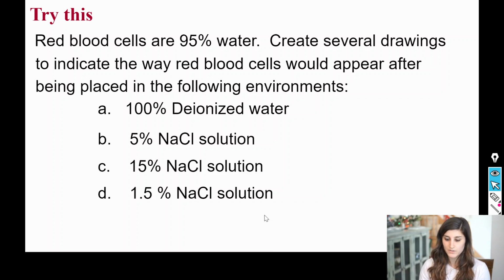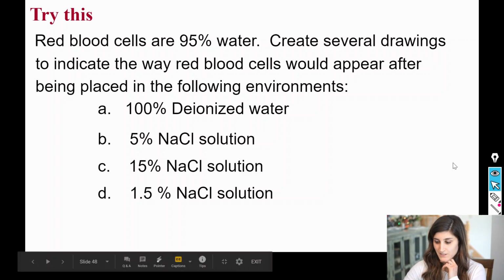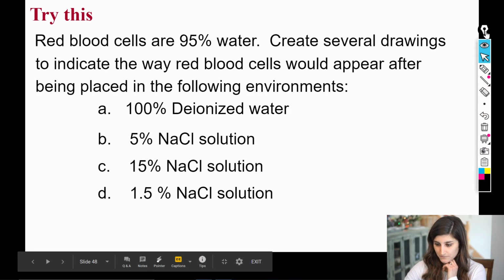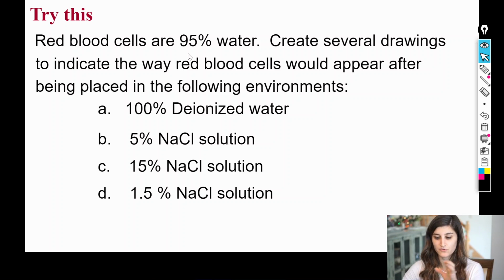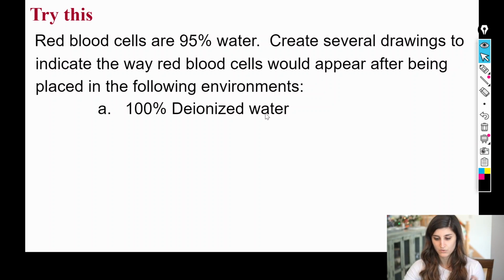So now we're going to go through a few examples looking at how water is going to move in and out of cells in different solutions. So we're always going to be referring back to a red blood cell that contains 95% water. And then we're going to put the red blood cell into different environments and see what happens to the cell. Is water going to move into it? Is water going to move out of it? What's going to happen to the cell? So please follow along with me with your drawings.